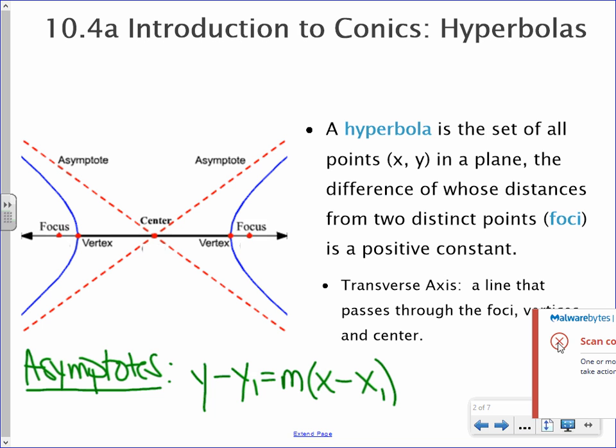X or y being squared, but not both, right? Okay, then we went to ellipses. We knew we had an ellipse because both of them were squared. But what if they're all mixed around? It's not in standard form yet.